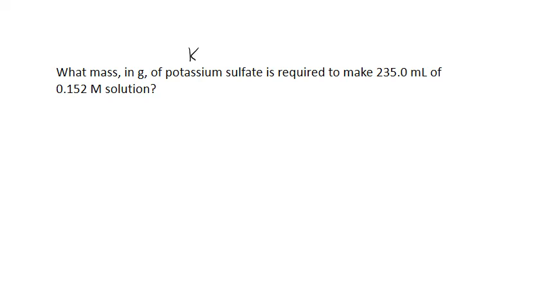One needs to know the formula for the substance being dissolved. Aren't you glad you spent so much time learning how to write formulas and name compounds? Potassium sulfate is K2SO4. In order to solve this problem, we need to know the mass in grams of the potassium sulfate. If we know the volume and the molarity of the solution, we can use volume times molarity to calculate moles.